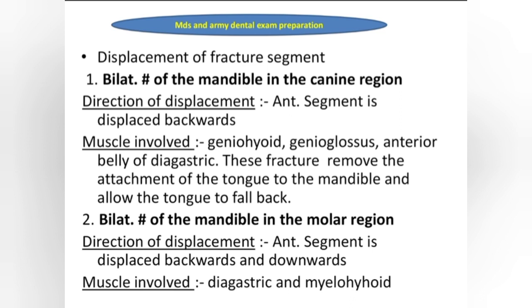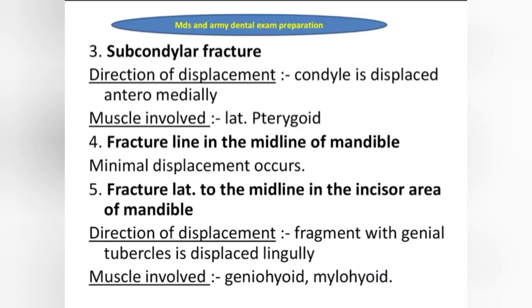If there is a bilateral fracture of the mandible in the molar region, then the anterior segment is displaced backward and downwards, and the muscles involved are digastric and mylohyoid. In case of subcondylar fracture, the condyle is displaced anteromedially and the muscle responsible for that displacement is lateral pterygoid.